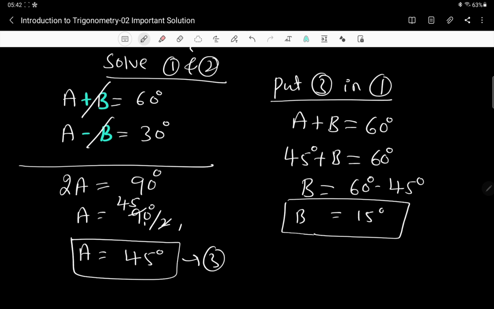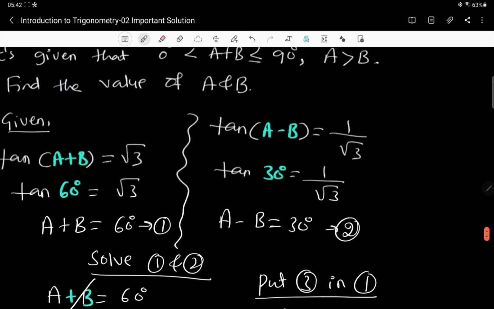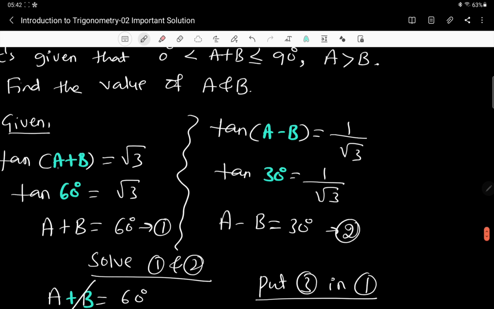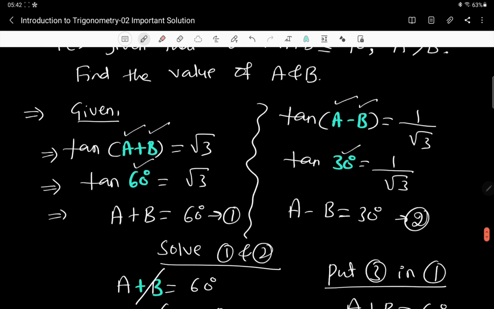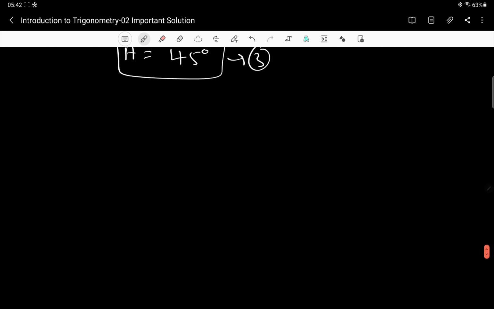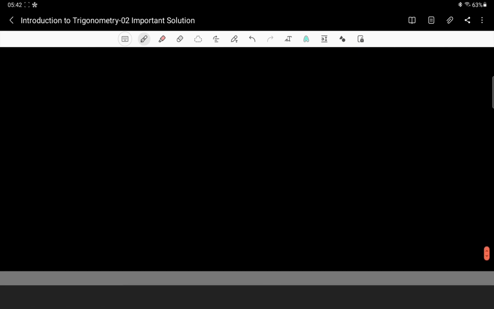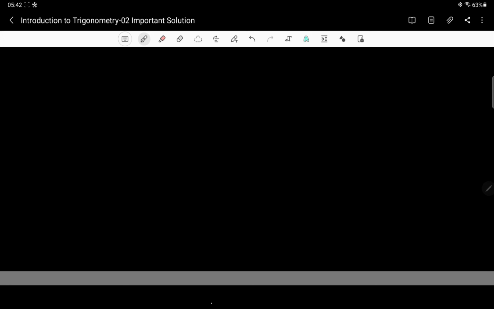All right. So if you check this also with these values, a is 45, b is 15. 45 plus 15 you'll get 60, and 45 minus 15 you'll get 30. All right. So these questions are quite common in your exam, and you should be able to do this. So then moving forward to the 10th question.